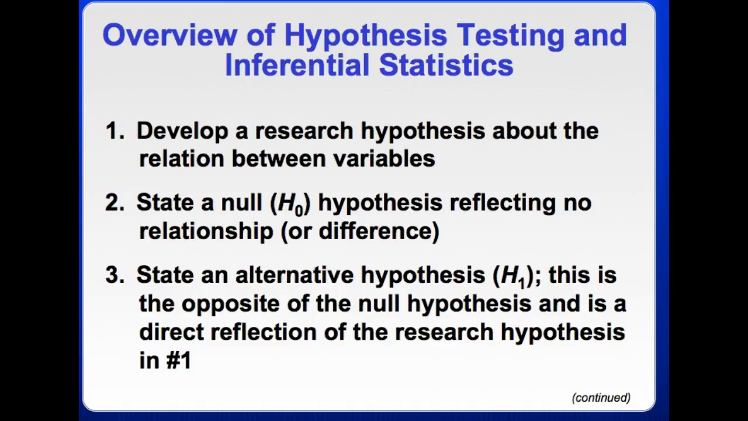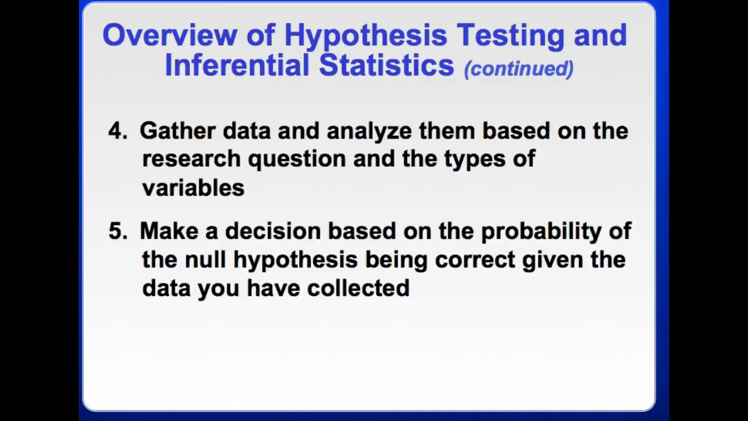The overview of hypothesis testing and inferential statistics. 1, develop a research hypothesis about the relationship between variables. 2, state a null hypothesis reflecting no relationship or difference. And 3, state an alternative hypothesis. This is the opposite of the null hypothesis and is a direct reflection of the research hypothesis in number 1. Gather data and analyze them based on the research questions and the type of variables, and then make a decision based on the probability of the null hypothesis being correct given the data you've collected.